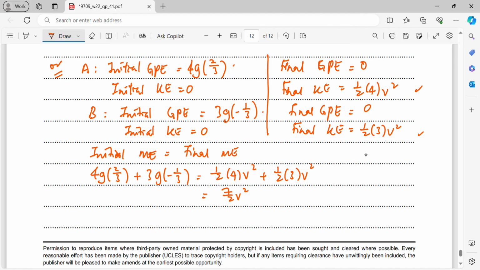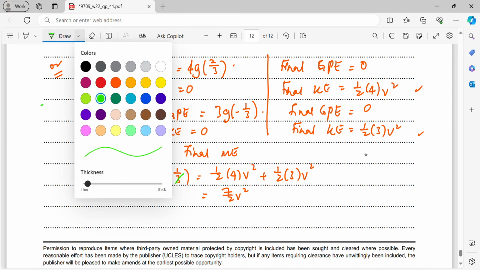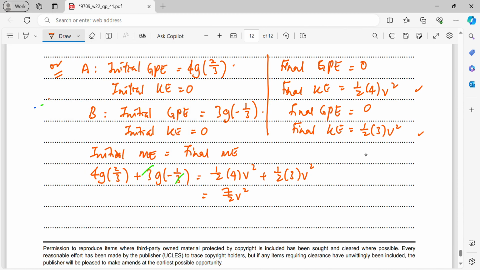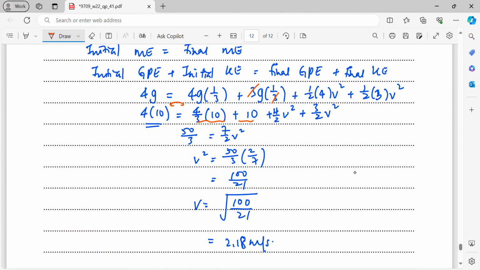For the left hand side, because of 3 and negative 1 over 3, here is basically negative g. So I will get 8 over 3g minus 1g. That is going to be 5 over 3g. Then now your v squared will be 5 over 3 times g, and g is 10. After that, you move the 7 over 2 to the other side, becomes 2 over 7. Then now you will be getting the same answer, which is here.